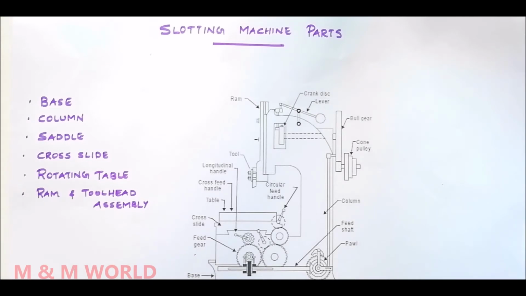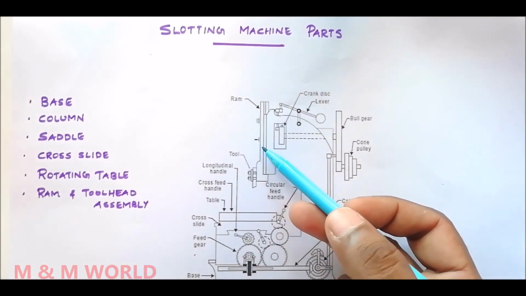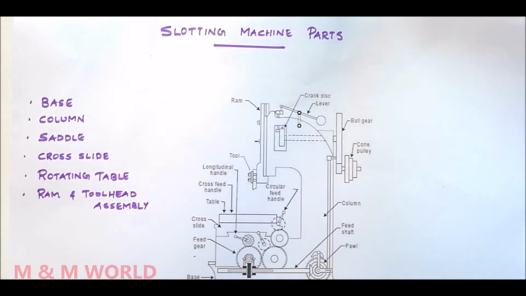In this video, we will study about slotting machine parts. So, here we can see the different parts of a slotting machine. They are base, then we have a column, then we have a saddle, a cross line, then rotating table, ram and tool head assembly. So, these are the main parts of a slotting machine.